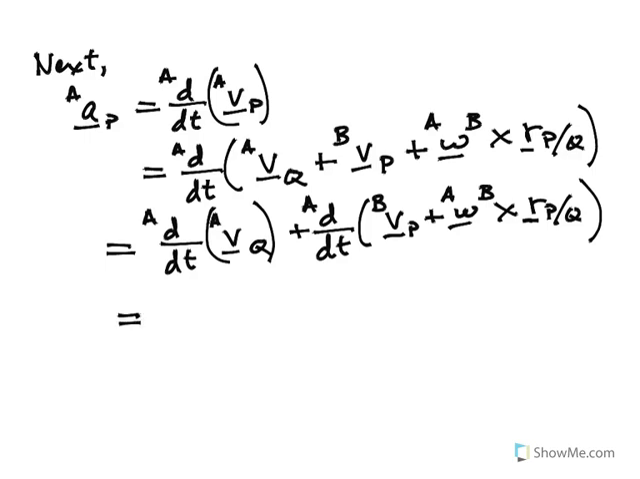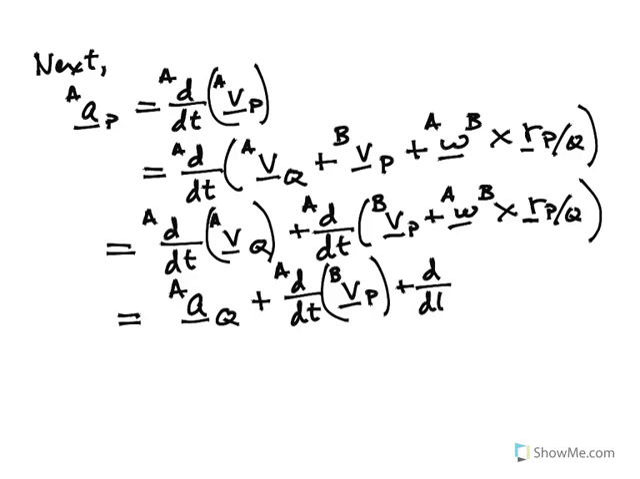observed directly in reference frame A. So this is going to be the acceleration of Q in reference frame A. There's no transport required on the first term. But the second part is going to require another transport. I've got d/dt in A of the velocity of P in B plus d/dt in A of the angular velocity of B in A crossed with RP relative to Q.